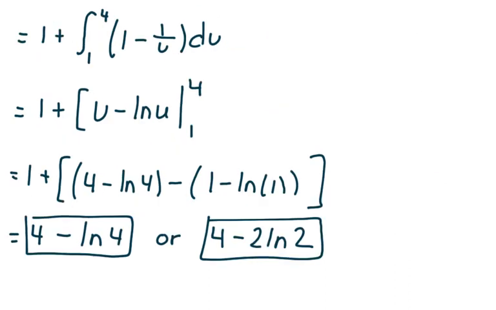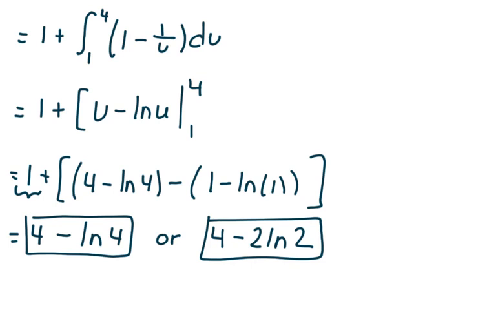So over here, I get 1 plus the integral from 1 to 4 of 1 minus 1 over u du. So this is 1 plus u minus natural log of u evaluated from 1 up to 4. Okay? And so when I replace u with 4, I get 4 minus natural log of 4. And when I replace u with 1, I get 1 minus natural log of 1, and I'm subtracting those quantities. And then don't forget, I'm adding 1 over here.